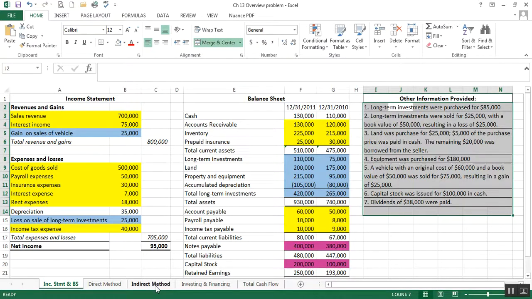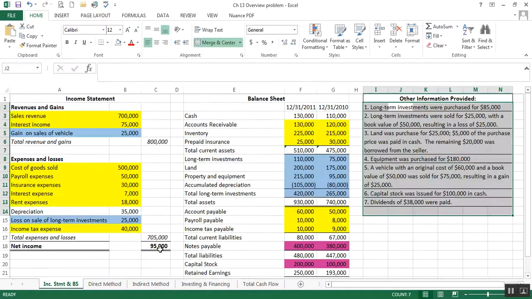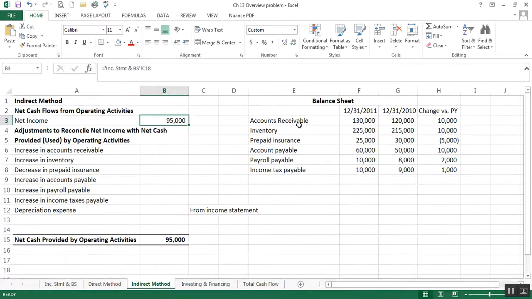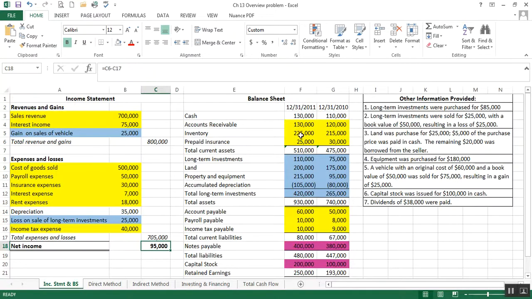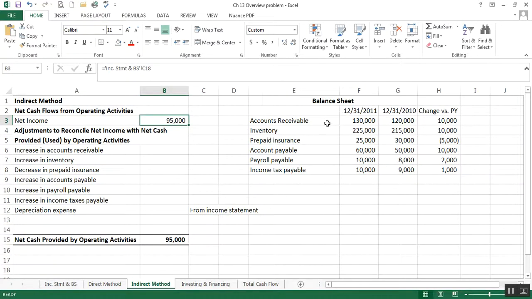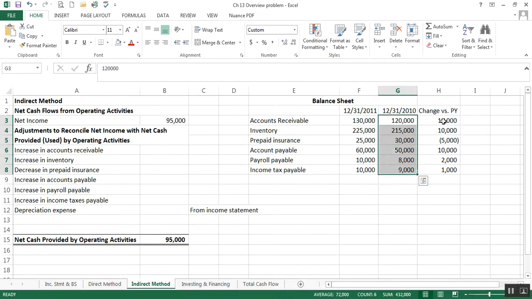All right. Now let's do our indirect method. So again, you're going to start with your net operating income, which is right off of the income statement here. And then we're going to go through all of these accounts that we highlighted: accounts receivable, inventory, prepaid insurance, accounts payable, payroll, and income tax.